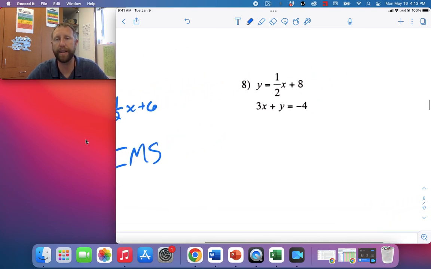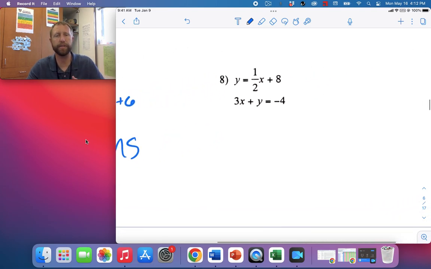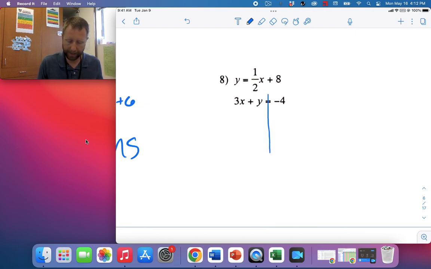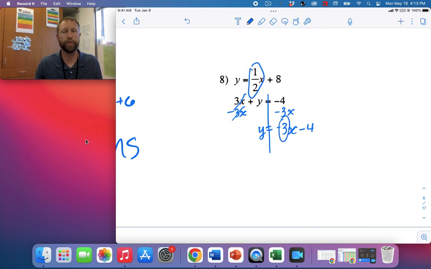And then for number 8, same thing. I can tell what the slope is from the top equation. I can tell what the y-intercept is from the top equation, but I can't from the bottom one. So I've got to get y by itself. Now, luckily for us, that means just getting rid of the x term, because then the y is by itself. Y equals -3x, I'm going to put that first, and then the -4. So you look here, slopes are different. When the slopes are different, it's just one solution.